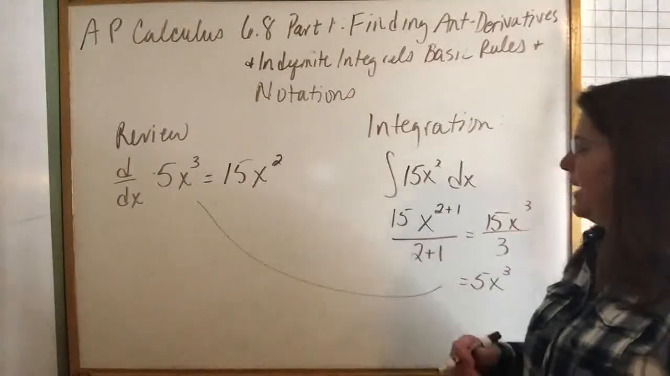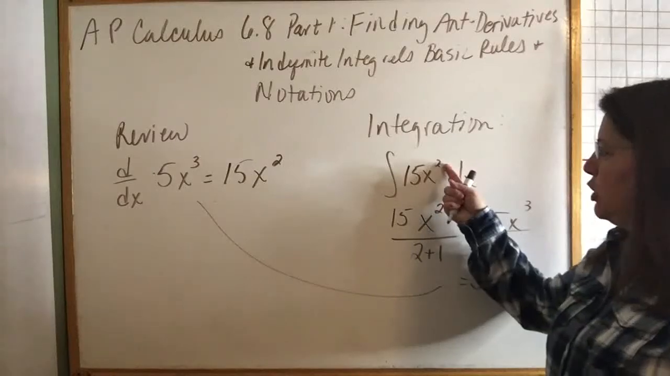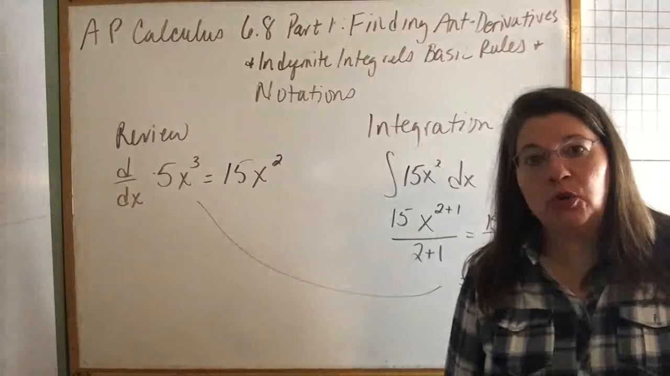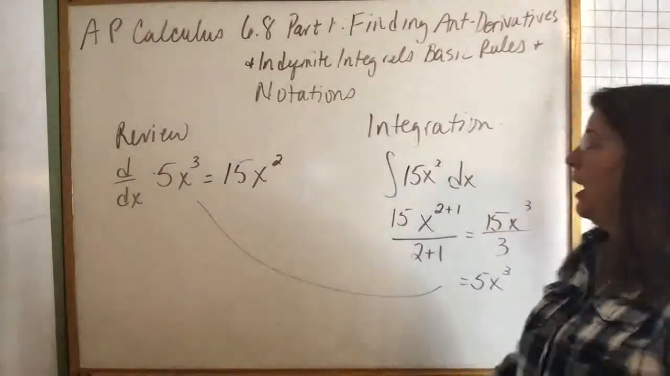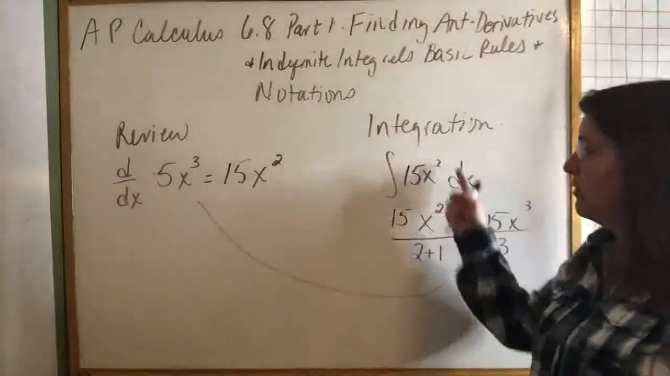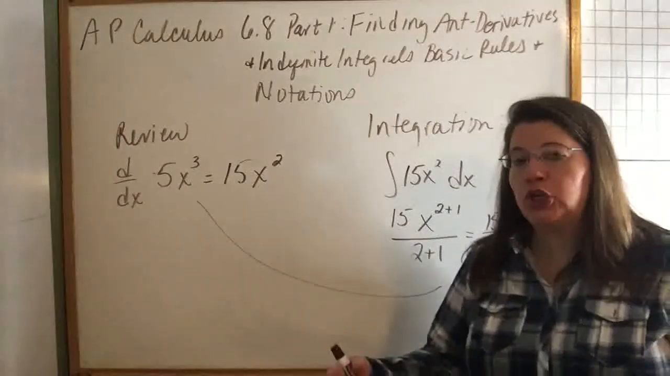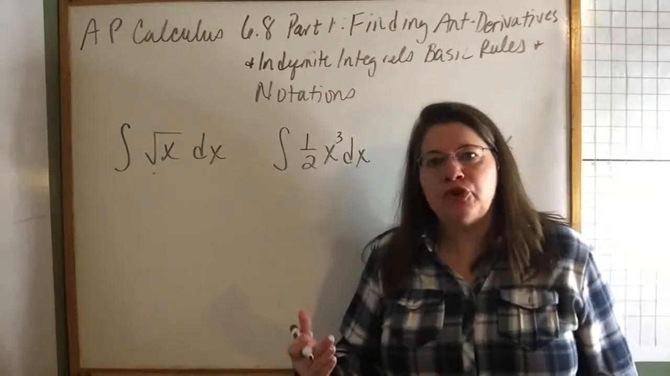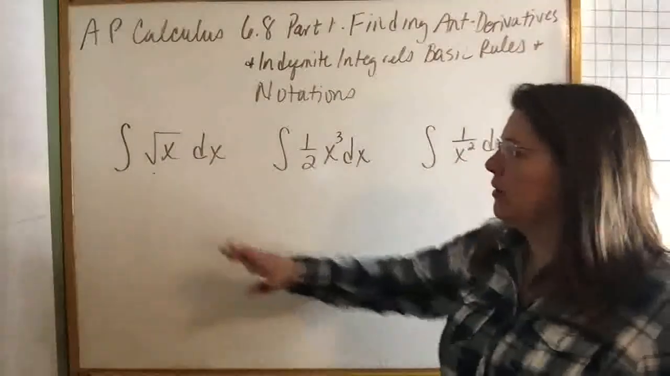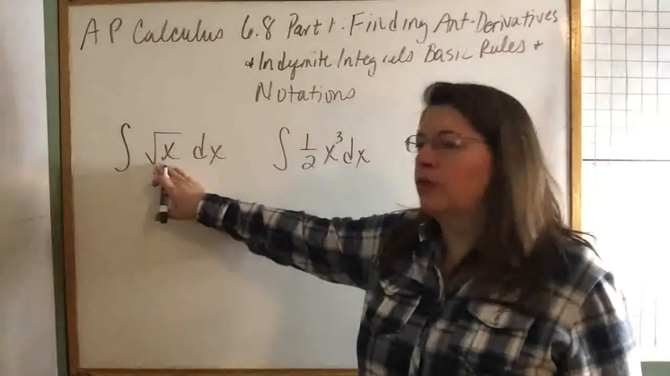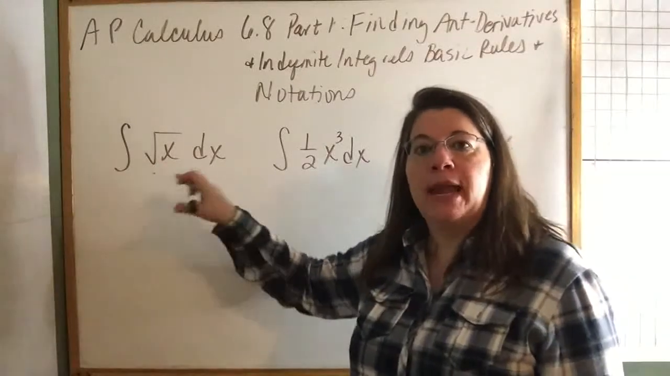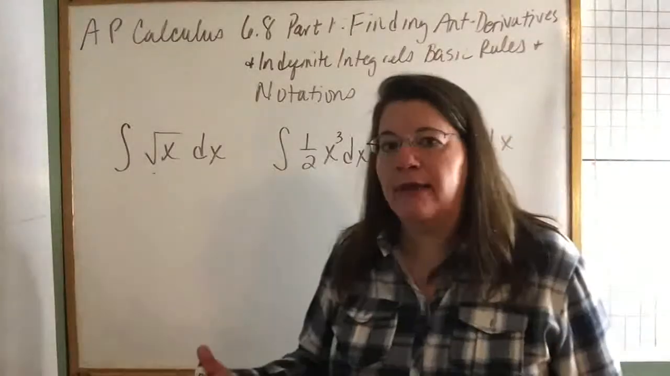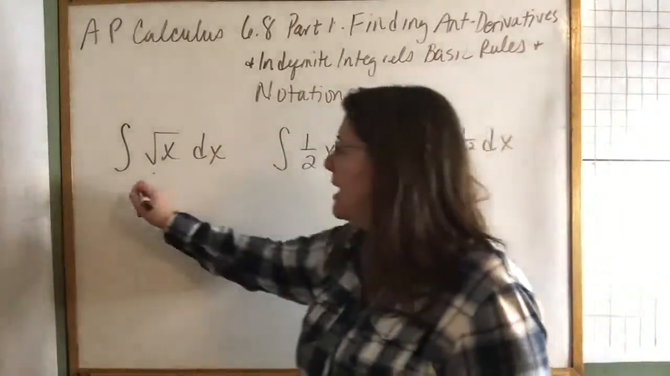So to recap that, you're going to add 1 to the exponent and then divide the whole thing by what your new exponent is. Pretty simple. We're going to start out by integrating monomials, and then we'll move into polynomials pretty quickly because it's very similar. So anytime we're trying to integrate, we have to have our functions written as a variable to a power. So for this, I'm going to rewrite first, and you're going to see that you're going to have to rewrite quite a bit before you can take antiderivatives.